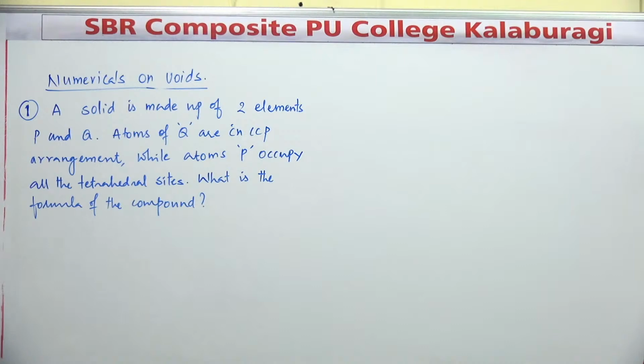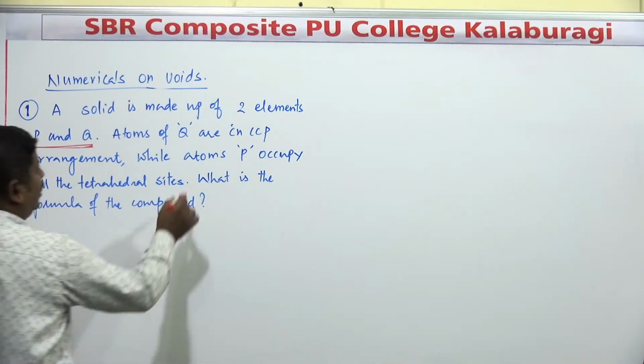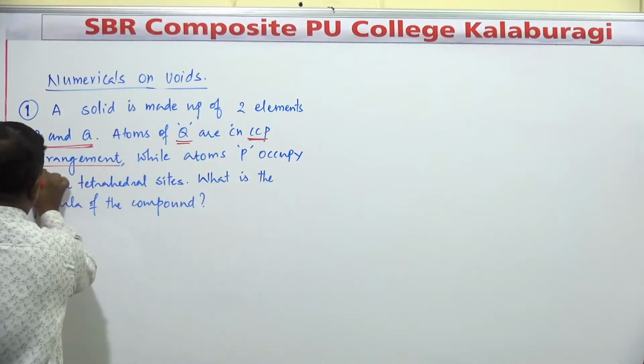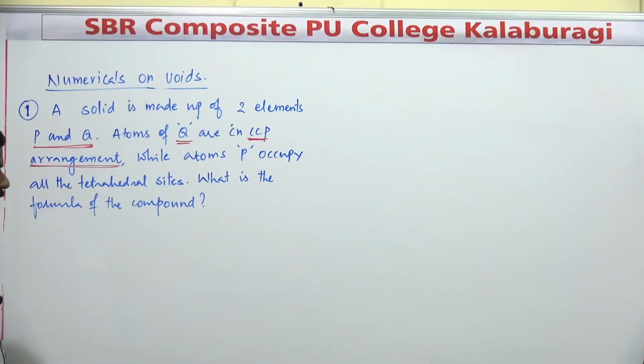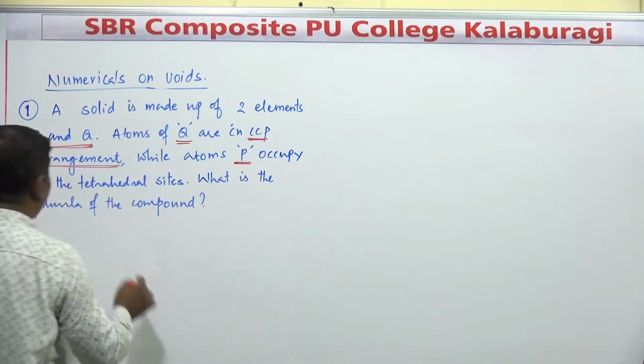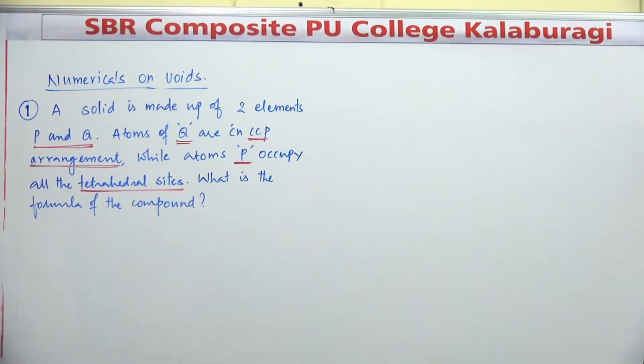Here in this problem, the solid is made up of two elements P and Q. Atoms of Q are present in CCP arrangement. CCP means cubic closed packing arrangement, which is similar to an FCC type of crystal. While atoms of P are occupying the tetrahedral sites. So what is the formula of the compound?